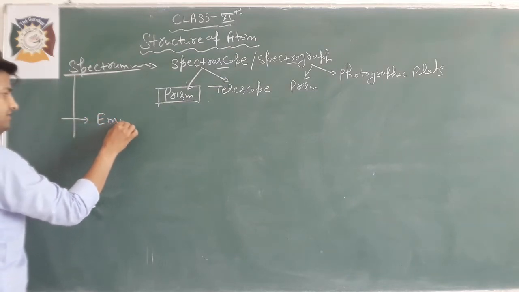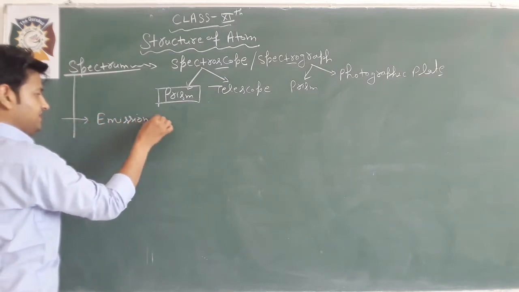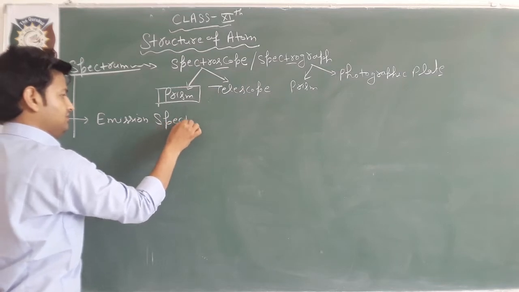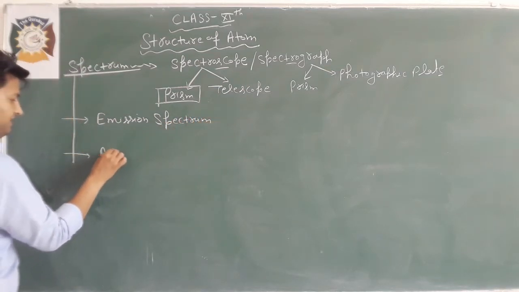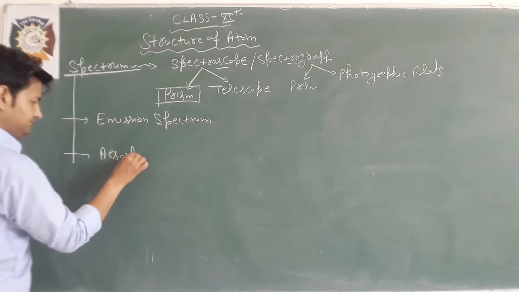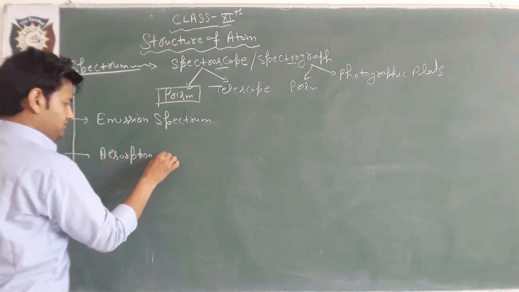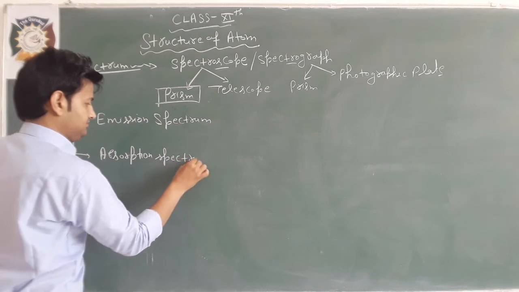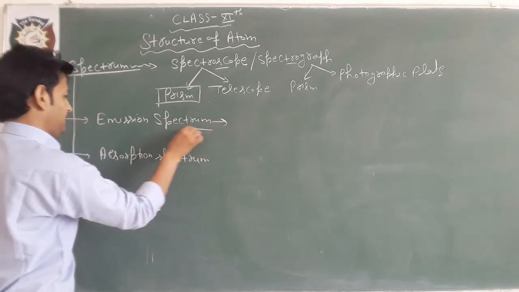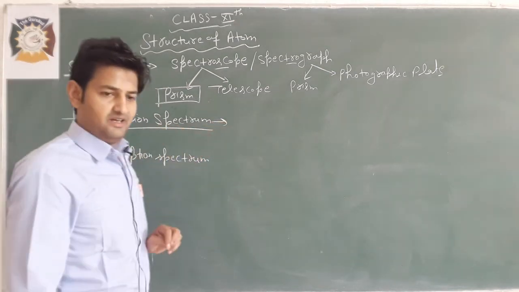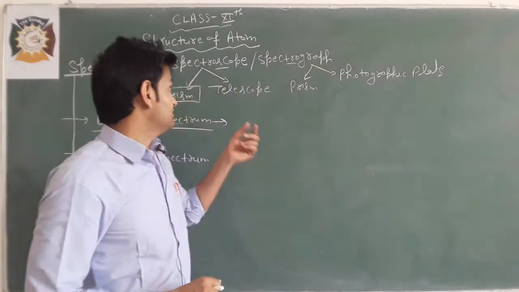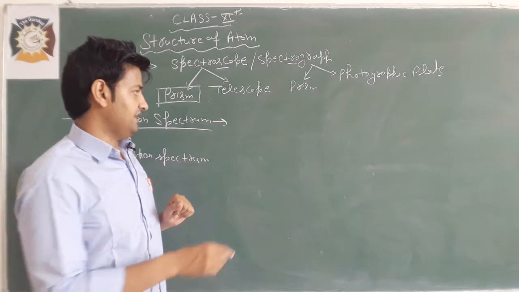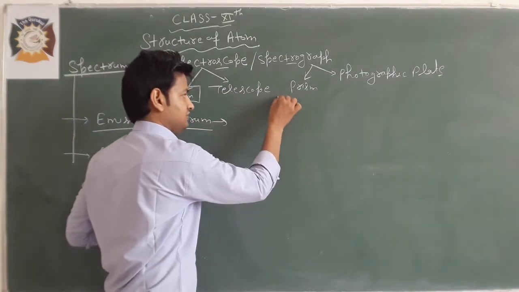There are mainly two types of spectrum: one is the emission spectrum and the second is the absorption spectrum. In the case of the emission spectrum, the radiations are directly analyzed through the spectroscope.